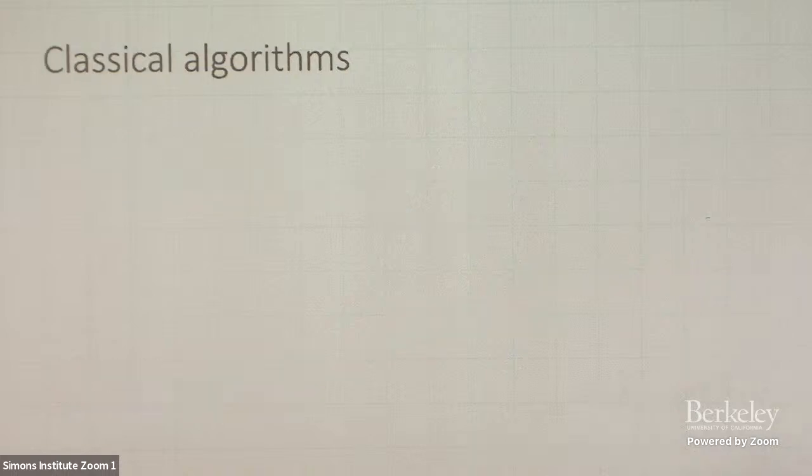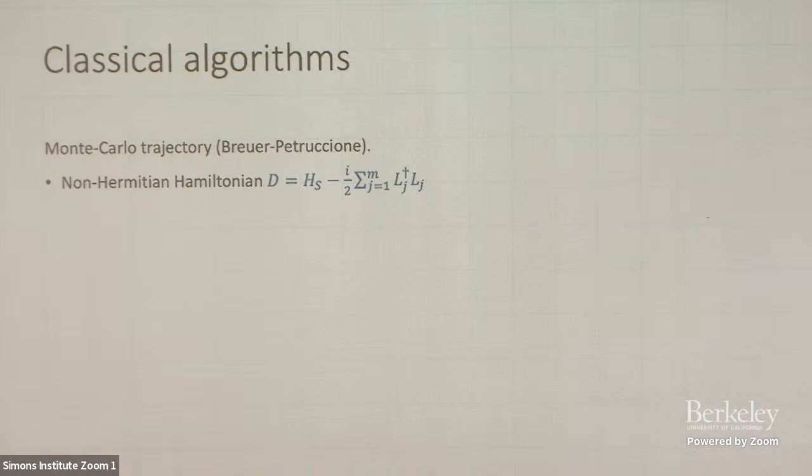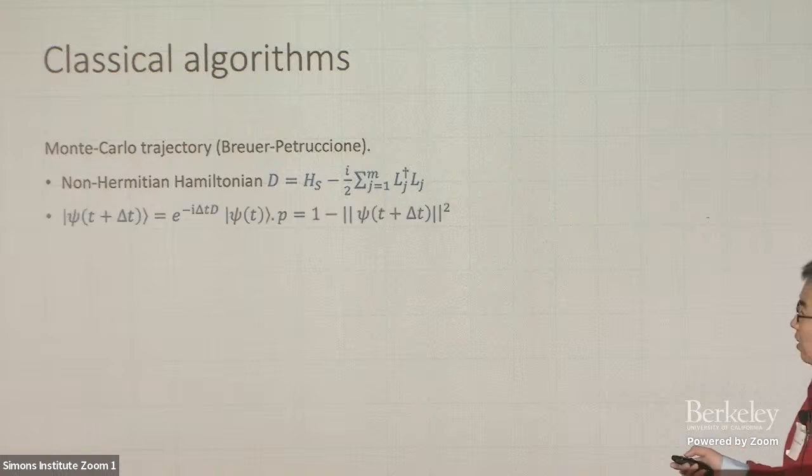Now, when it comes to classical algorithms, the textbook example is this Monte Carlo trajectory idea. So you start with the Lindblad equation, and you separate out the commutator and the anti-commutator term, all right? And so what this gives you is this system Hamiltonian and this sort of non-Hermitian part, right? And you can first try to drive the system with this non-Hermitian dynamics right here. And of course, this process is not norm preserving. You're losing some probability, right?